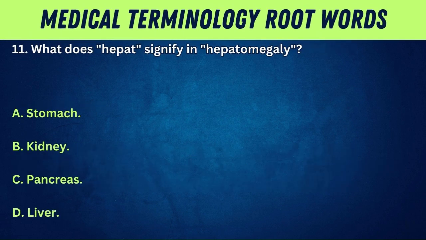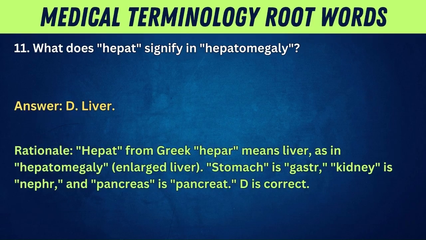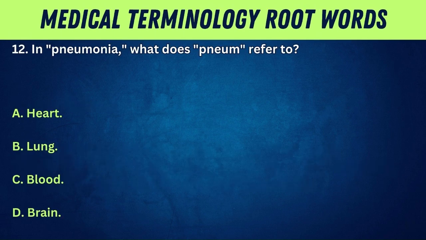11. What does hepat signify in hepatomegaly? A. Stomach. B. Kidney. C. Pancreas. D. Liver. Answer: D. Liver. Rationale: hepat from Greek hepar means liver, as in hepatomegaly, enlarged liver. Stomach is gastr, kidney is nephr, and pancreas is pancreat. D is correct.